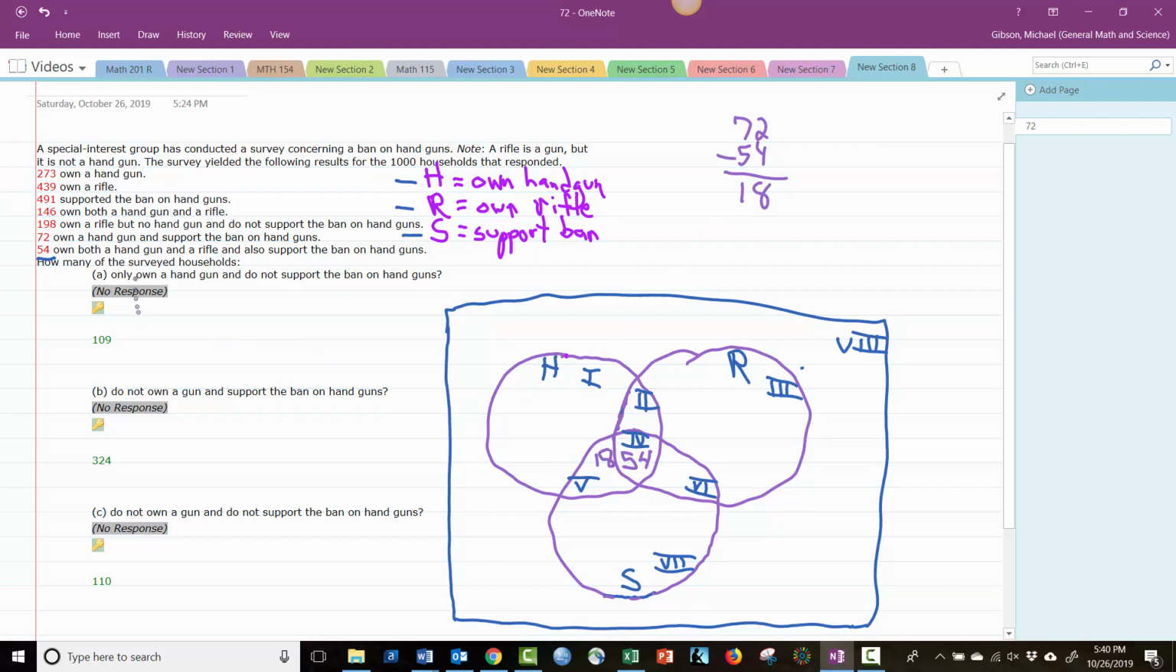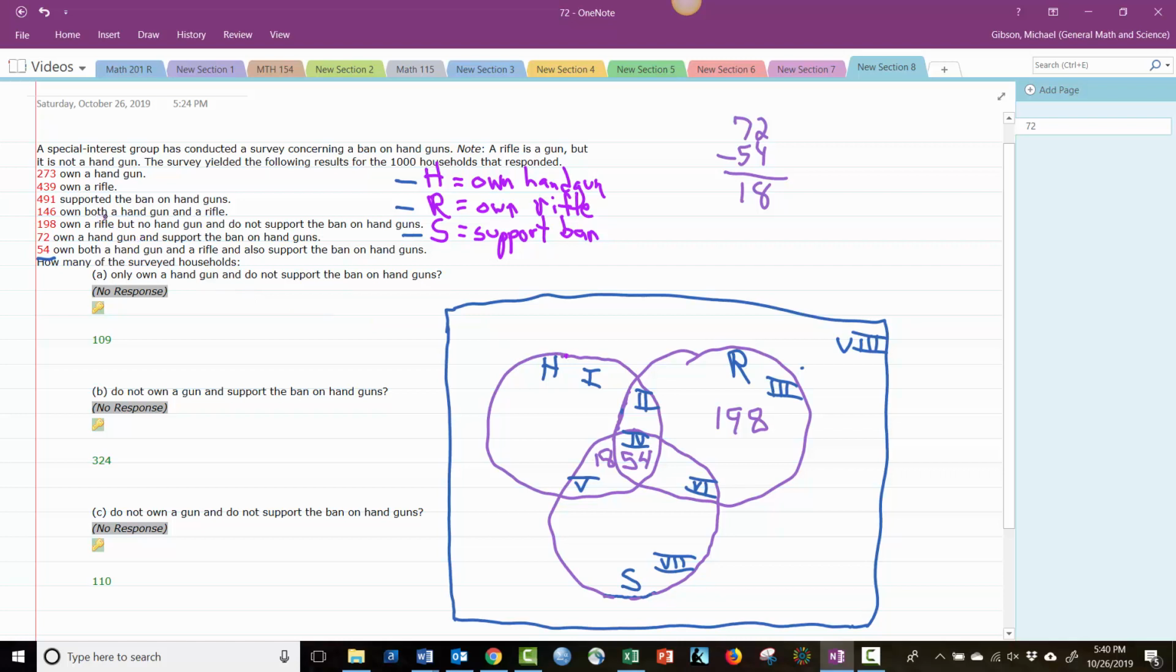All right, let's do the next. Own a rifle, but no handgun, and do not support the ban. So rifle, no handgun, so it's not in this area here. Do not support the ban. So this is the people that own a rifle that are not in any of the overlap areas. So that's 198. That goes out here. Obviously, you've got to read these carefully.